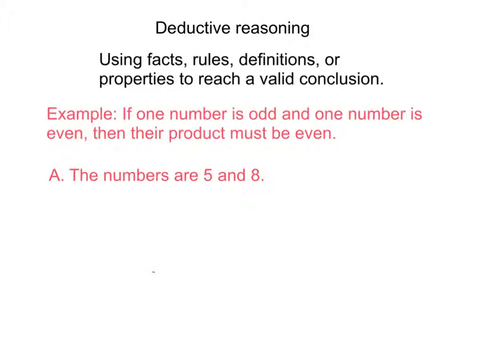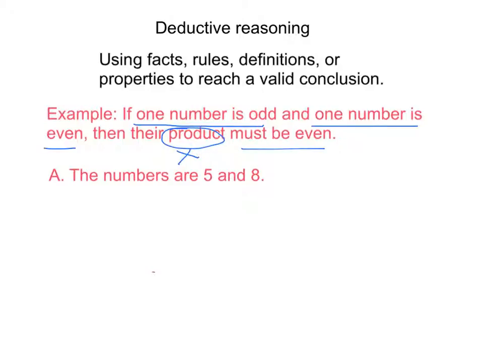Deductive reasoning is when you're using facts, rules, definitions, or properties to reach a valid conclusion. I think the best way to learn this is to look at an example. So let's read this one below together. If one number is odd and one number is even, then their product must be even. So we want to identify what's important. One number is odd, one number is even. The product, which we know means multiplication, must be even.